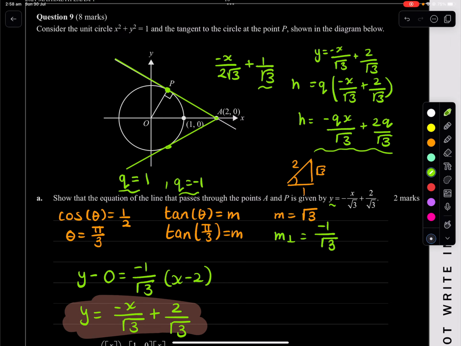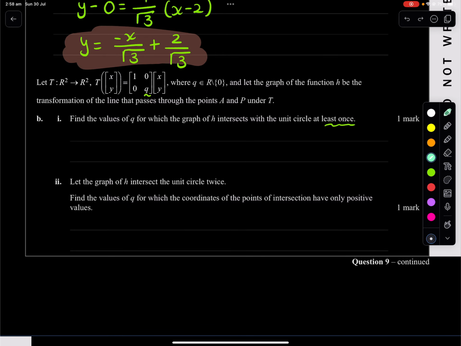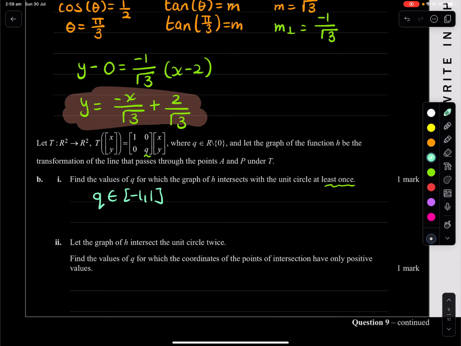Because if we go above those values, let's say q equals 2, we're now going above and beyond the actual circle. If we went beyond 1, the y value starts to increase, and then we won't be able to intersect the circle anymore. So for this one, your answer should be q is an element from negative 1 to 1. Is that right? Find the values of q for which the graph intersects at least once. Yep.